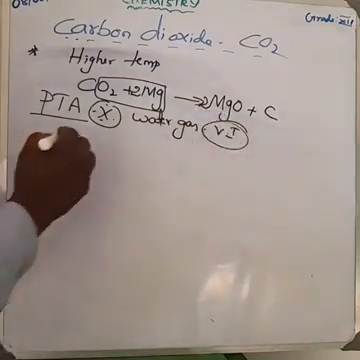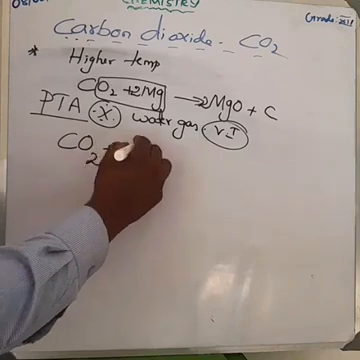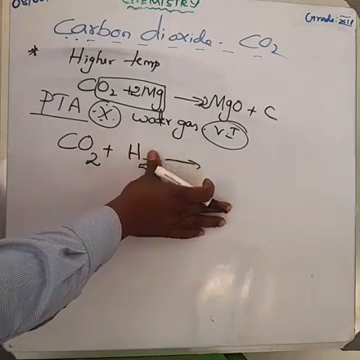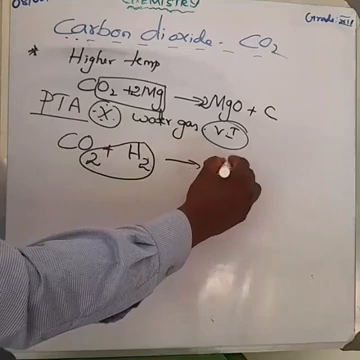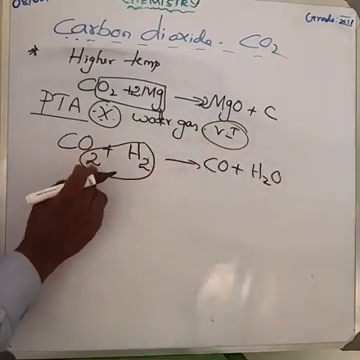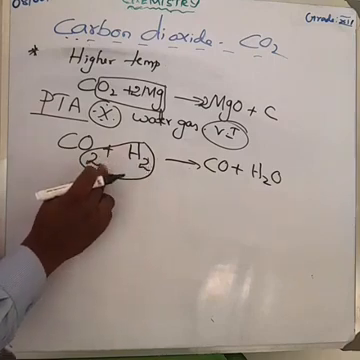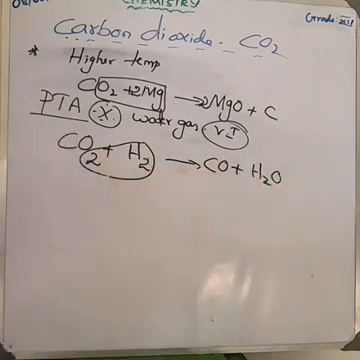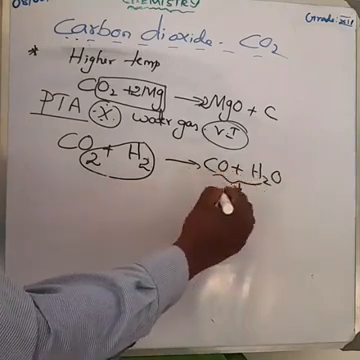There is a reaction between carbon dioxide and hydrogen. We get carbon monoxide and also water molecules, H2O. Here, hydrogen combines with one of the oxygens and we get a water molecule, and also carbon monoxide. Carbon monoxide plus water is what we call water gas.